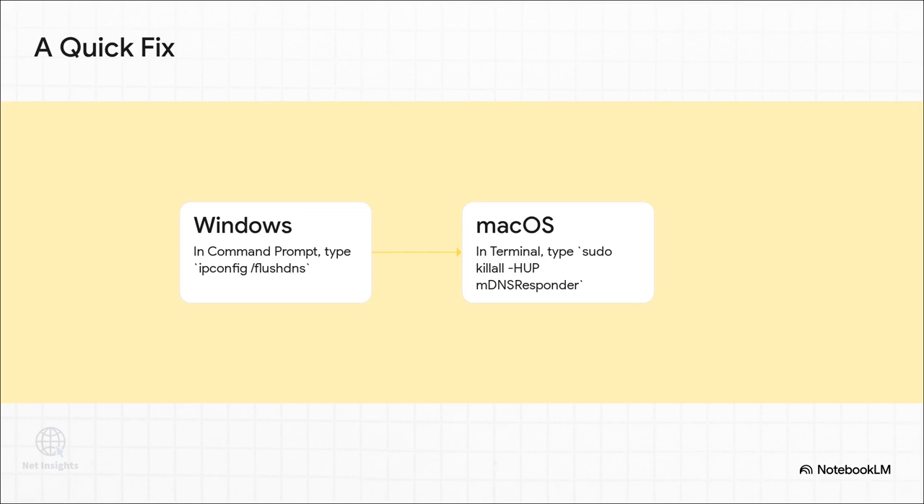So what's a quick fix you can try? Flushing your DNS cache. This basically tells your computer, hey, forget every address you think you know and start fresh. On Windows, you just open up the command prompt and type ipconfig /flushdns. On a Mac, it's a similar command in the terminal. Honestly, this simple step solves a surprising number of browsing problems.